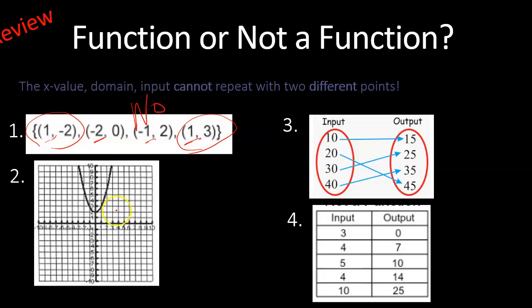Number two, this would pass the vertical line test. So number two, yes, it is a function. Number three, my inputs are 10, 20, 30, 40. Those do not repeat. So yes, this is a function.